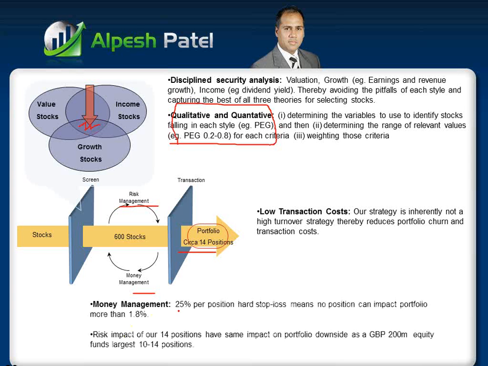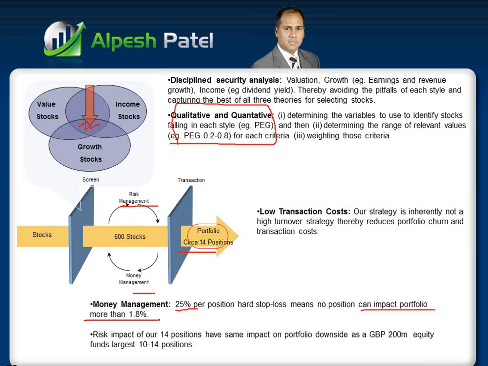Money management rule, it's simply this. 25% per position hard stop loss. That means any individual stock drops 25% and you go into cash in that position. Now, if you do your maths, if you've got 14 positions and any one of them can only drop 25% max, that means any one of them can only impact your overall portfolio by about 1.8%. So the maximum loss from any one position dropping 25% is 1.8% on your overall portfolio.